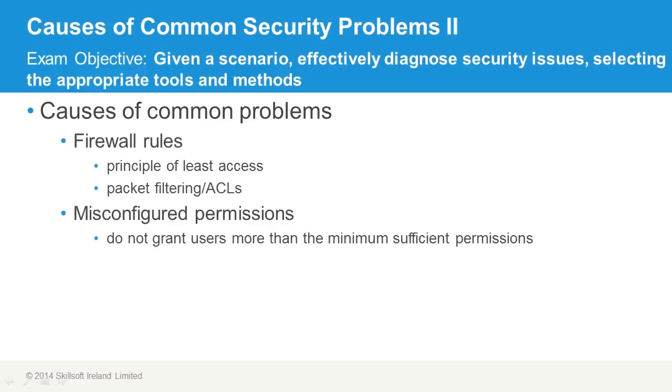The firewall rules and any kind of misconfigured permissions, again, really comes down to that principle of least access, which is always just take the minimum approach. Only the sufficient permissions, nothing beyond that. So when it comes to firewalls, it's the rules themselves. Who's able to configure the rules? Who's able to change the rules? Who can implement the packet filtering and the access control lists to any given rule?